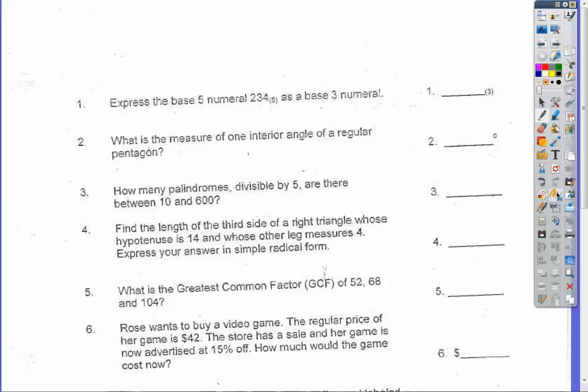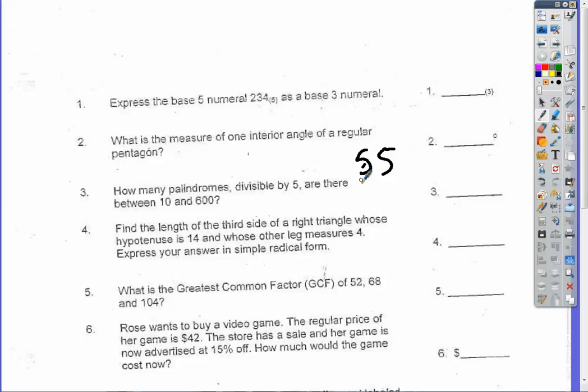Number 6. How many palindromes divisible by 5 are there between 10 and 600? Well, a palindrome has to be divisible by 5, right? So we know that 55 would fit. So it has to end in a 5 or a 0. 100, not so much. And actually it can't end in a 0 either, can it? Because that means the first number has to be a 0.